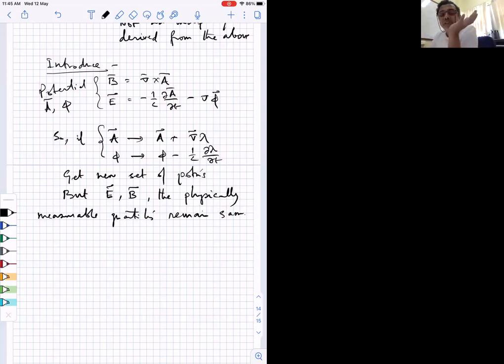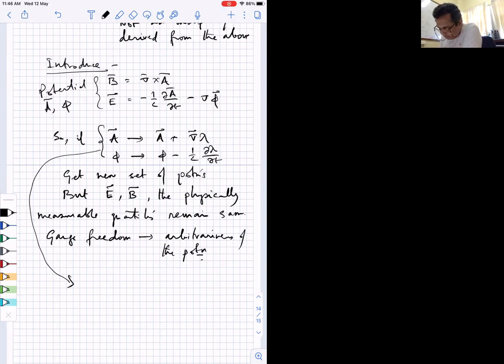So this arbitrariness of the potentials is called gauge freedom, and this change that I have done is called the gauge transformation. So we have something called gauge freedom, which basically tells you this arbitrariness of the potentials, and this thing is called gauge transformation.